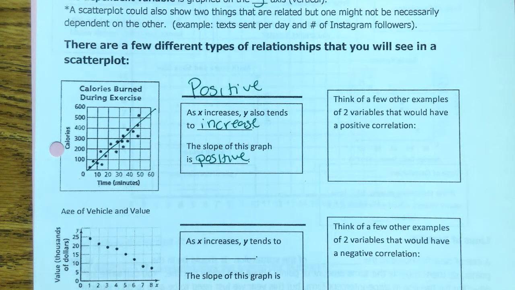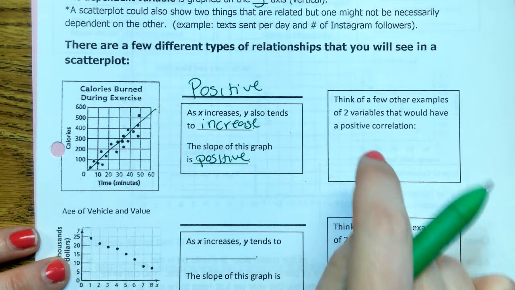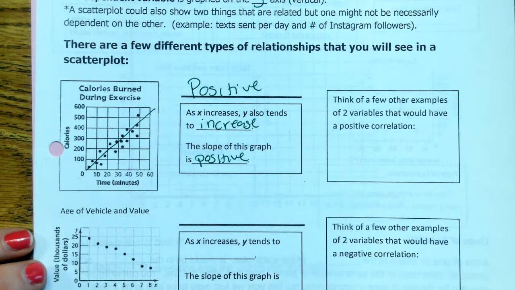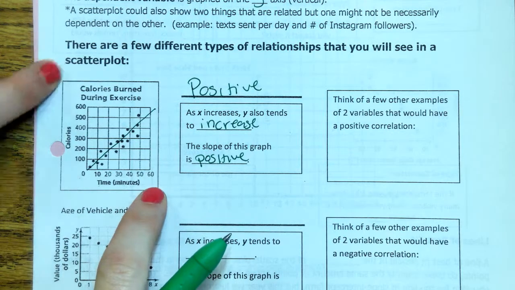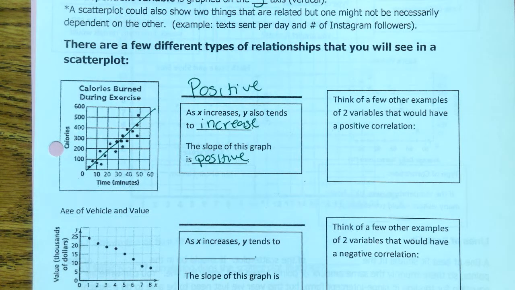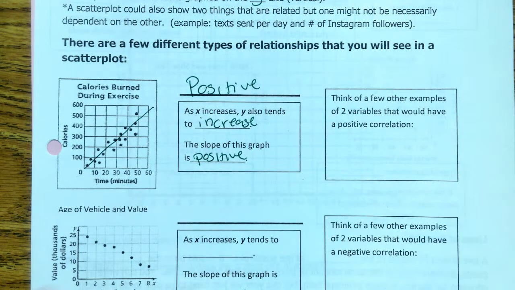Alright, without talking, write down another example of a positive correlation. This is time in minutes and the calories burned during exercise. So as one thing increases, the other thing also increases. So you think of one example, and then we'll share a few. It's going to be voluntary. I'll call on people.